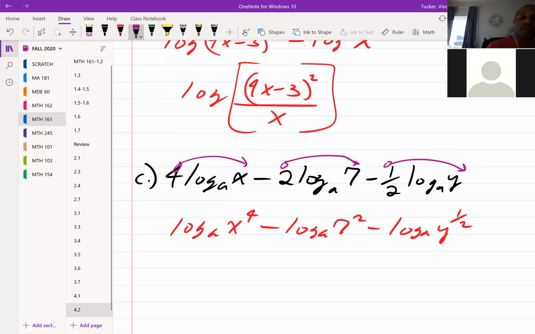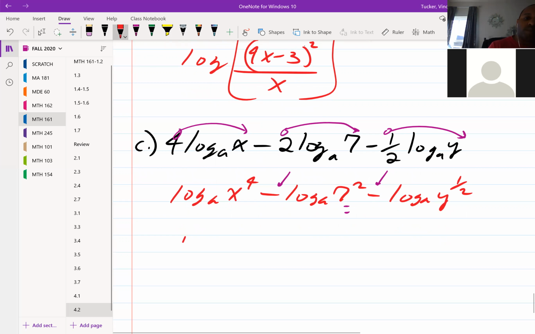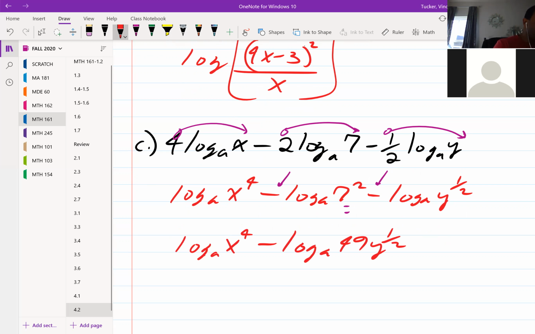All right, recognize that we have minus signs here. So that means both of them should be in our denominator. Remember what I mentioned about that? Also, we have 7 squared, which would be 49. So I want to bring those together. It's going to be log base a of x to the 4th minus log base a of 49 y to the 1/2.